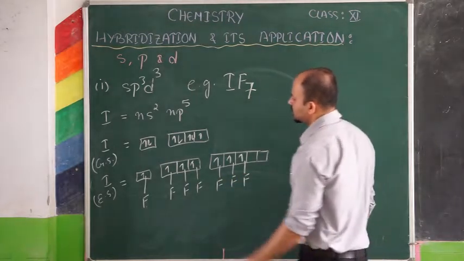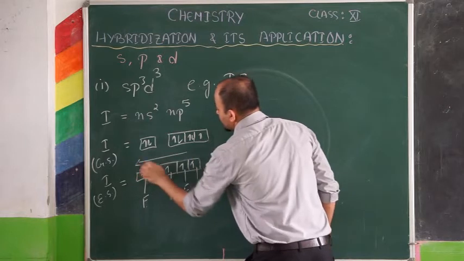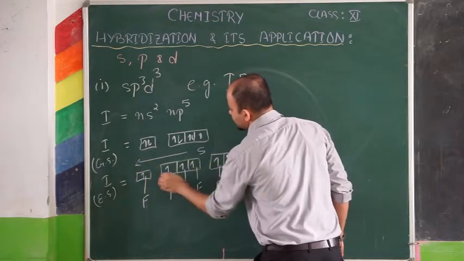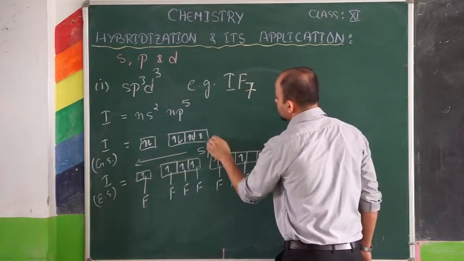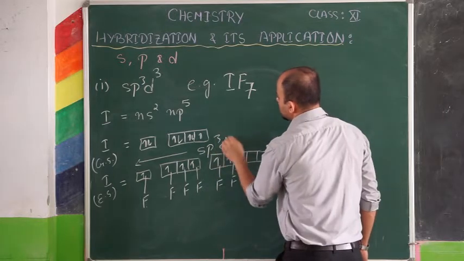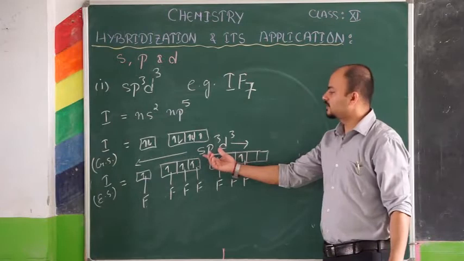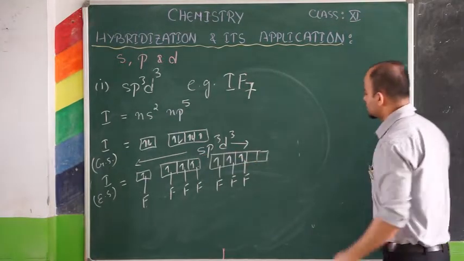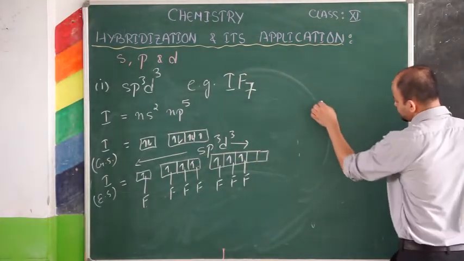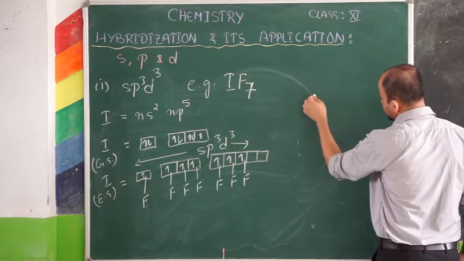Okay, so here you can see 1s, 3p, and 3d orbitals are involved. Therefore, its hybridization is sp3d3 hybridization. The structure of such a molecule will be pentagonal bipyramidal.